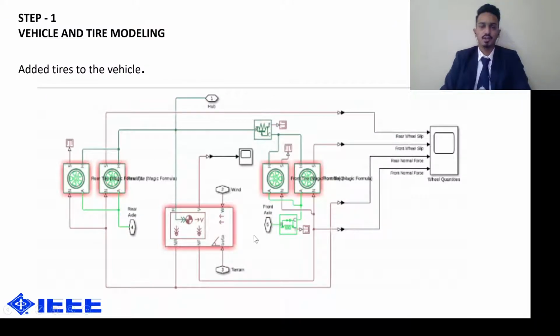After adding the vehicle body, we are going to add 4 tires to it and connect 2 tires to a single front or a single rear force. Therefore, there are 2 tires on the rear axle and 2 tires on the front axle. Therefore, we are going to make a full car model.